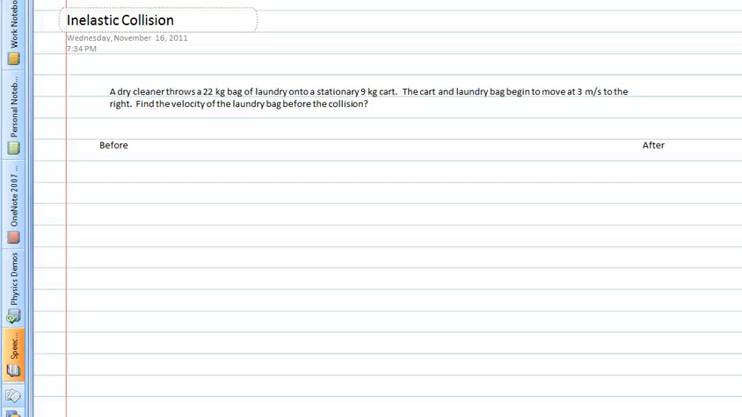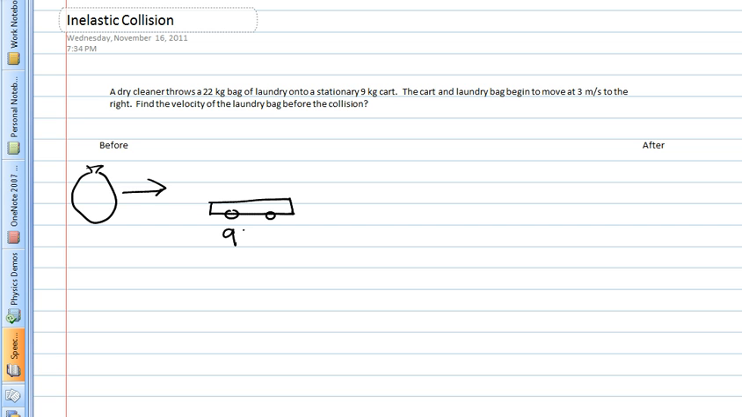Our final type of problem is going to be an inelastic collision. This happens when two objects stick together, as shown in our example problem, where we have a dry cleaner throwing a 22-kilogram bag of laundry onto a stationary cart. So before, we have our bag of laundry, and it's getting tossed, and it lands on a stationary cart.